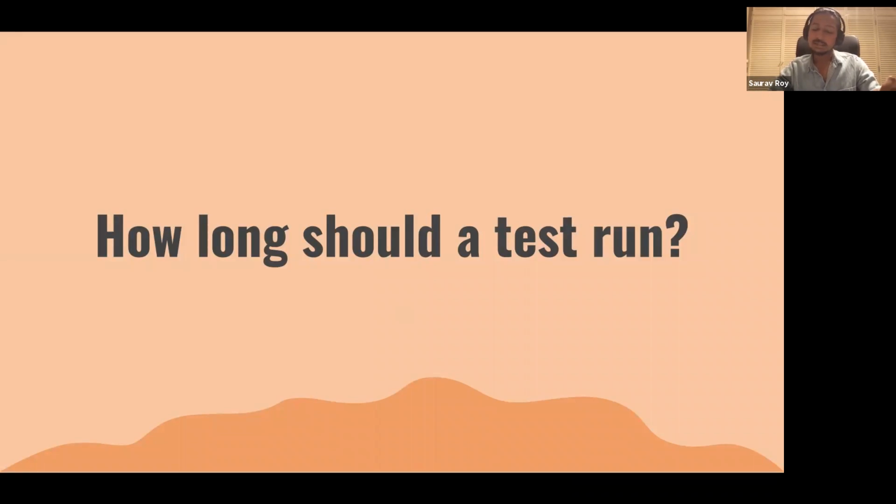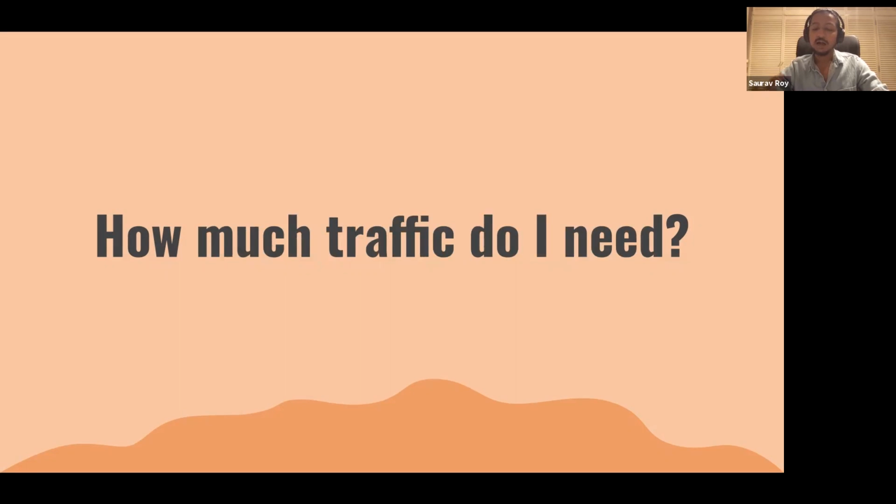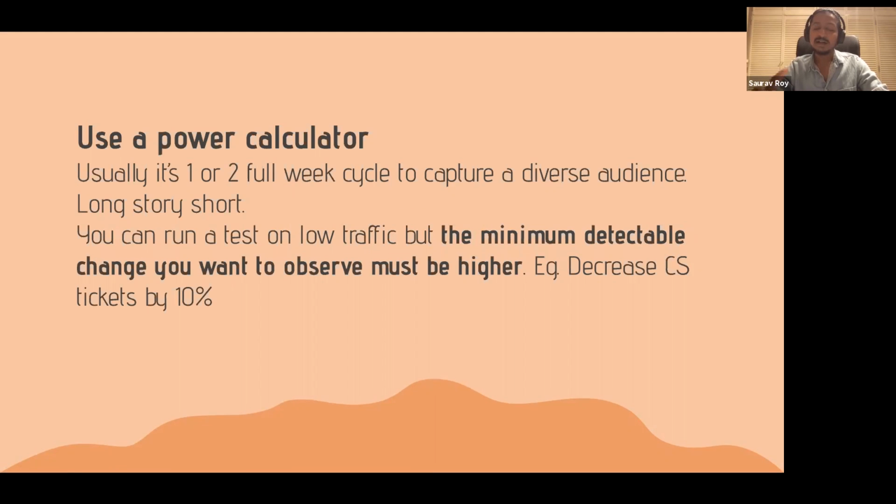Cool. The next question that we get a lot, I get a lot, is typically how long should an A/B test be run, or in general an experiment be run, right? There are two things to consider when you consider the runtime of a test. Basically, how much traffic do you need, and what is the minimum change that you want to detect, right? So I'll give you an example. The answer is not straightforward.